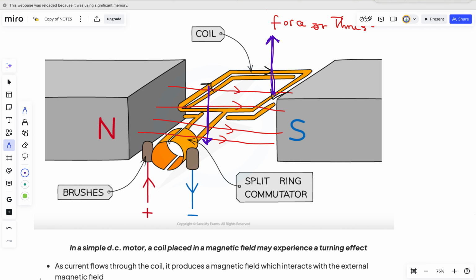And we say the split ring commutator will rotate alongside with it. You see, we create space here and space here, so that when it's at 90 degrees, there will be no contact with the carbon brush. It will be empty space. There will be no contact, so there will be no more current flowing.